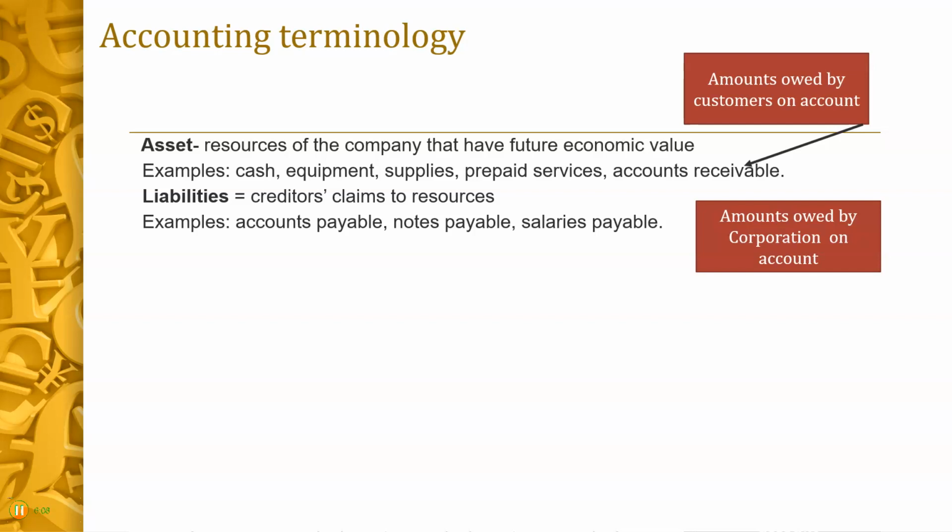If we bought supplies and we gave them cash, you would not create an accounts payable. However, if we bought supplies and said, hey, we'll pay in 30 days, then we would create an accounts payable because we owe them money.